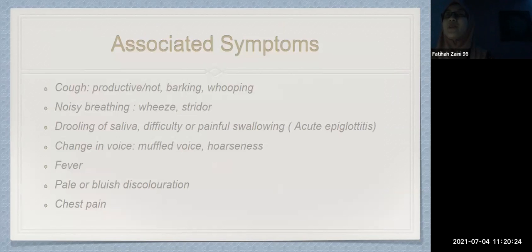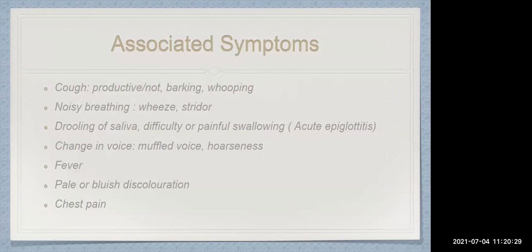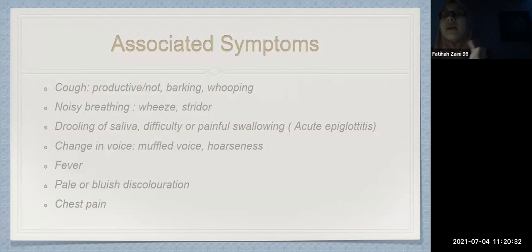Other associated symptoms that we could ask related to breathlessness: whether the cough is productive or non-productive cough, or barking cough. Barking cough is usually due to tracheal edema and collapse, which is suggestive of viral croup, or whooping cough, which is in pertussis. And then the other associated symptom that we should ask is whether there is any associated noisy breathing, such as wheezing, which is in asthma, stridor in upper respiratory tract obstruction, and then whether there is drooling of saliva, difficulty or pain in swallowing, which is suggestive of acute epiglottitis.